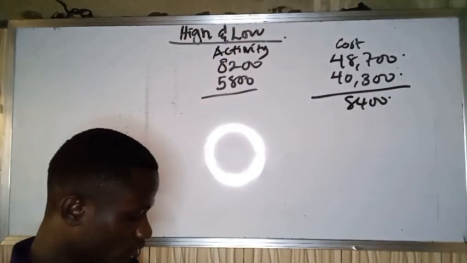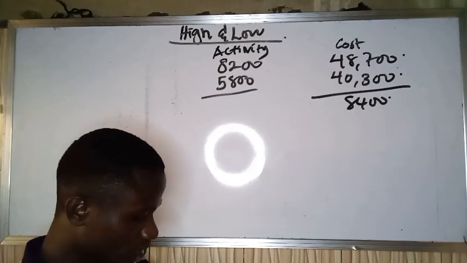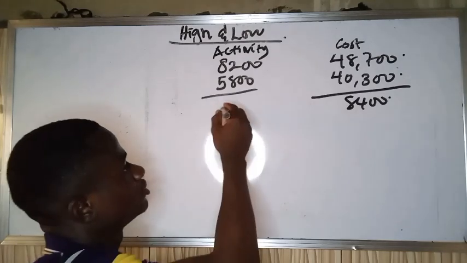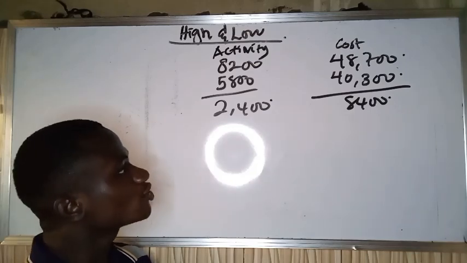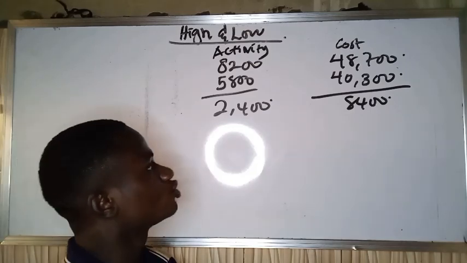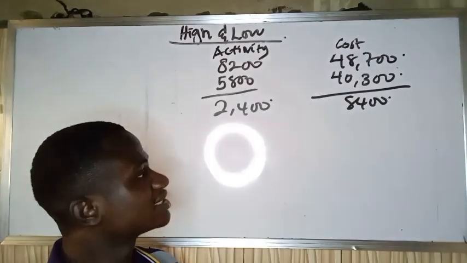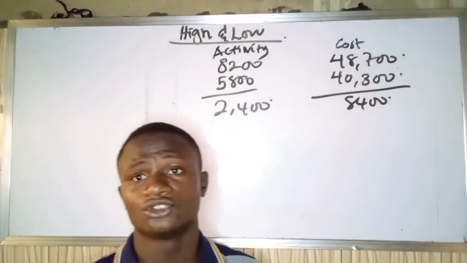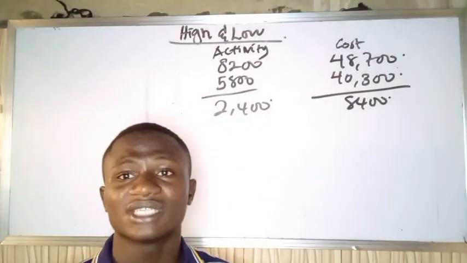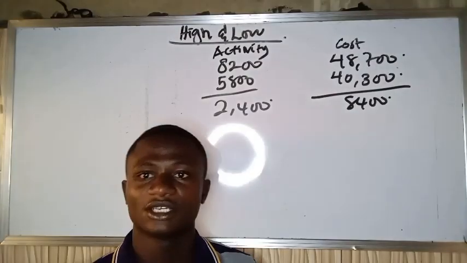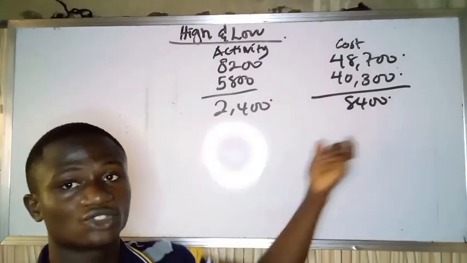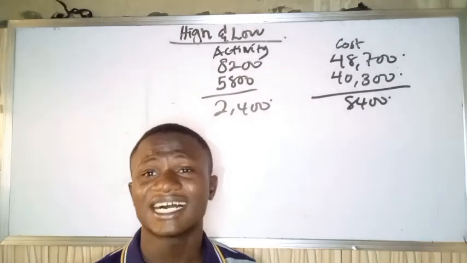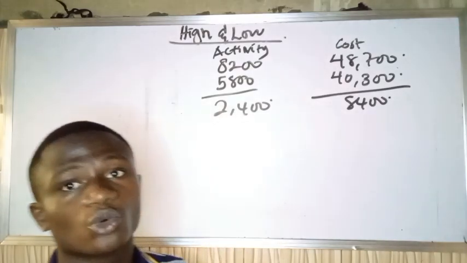That will be 8,200 minus 5,800, and that gives me 2,400. So that means the variable cost of producing 2,400 units is how much? 8,400. What I need to get next is the variable cost per unit. If it takes me 8,400 to produce 2,400 units, then how much does it take me to produce one single unit?